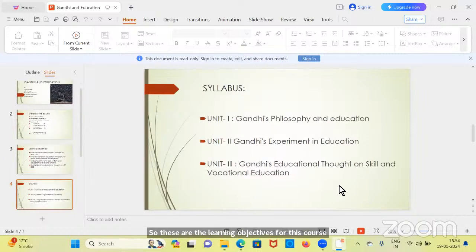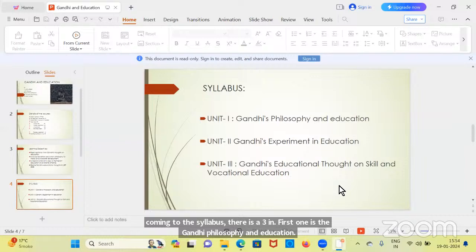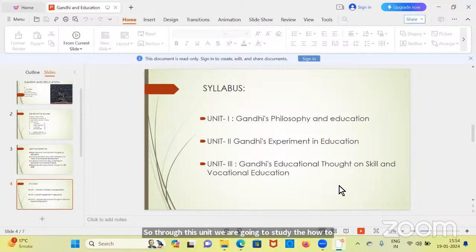Coming to the syllabus, there are 3 units. The first one is Gandhi's philosophy and education. Through this unit, we are going to study how to build a good character and develop morality. Education is related not only to getting degrees, but also to health, hygiene, heritage, and handicraft. So we learn each and everything from ourselves. That is the content in unit 1.